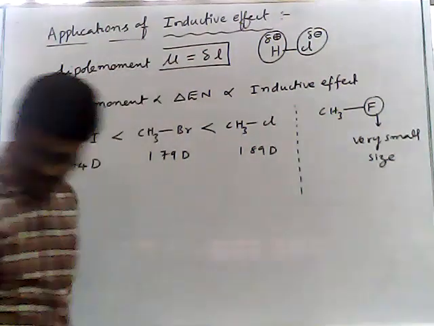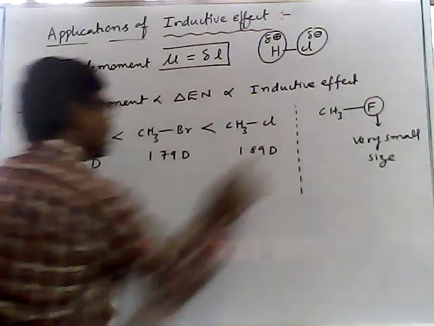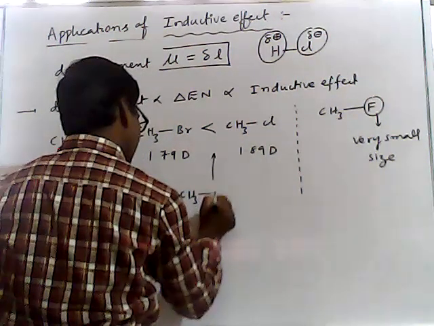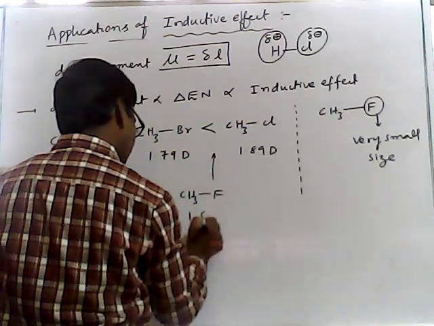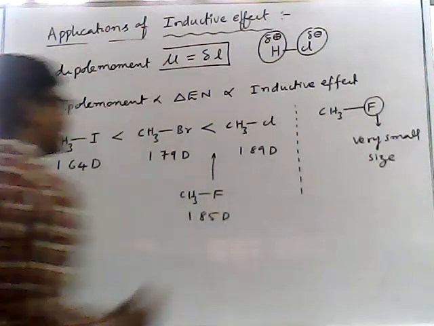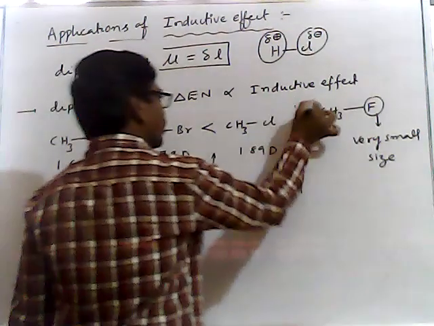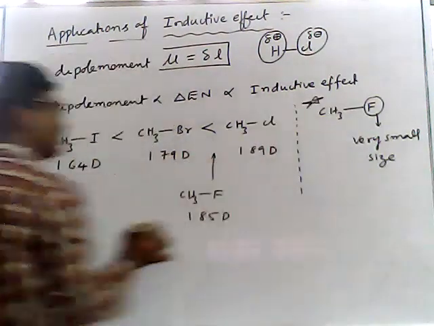So here this methyl fluoride will insert between these two. CH3F, I am writing here. Here it has 1.85 D. So it is in between methyl bromide and methyl chloride. This is the exceptional case. It is important. Generally, what can we expect?